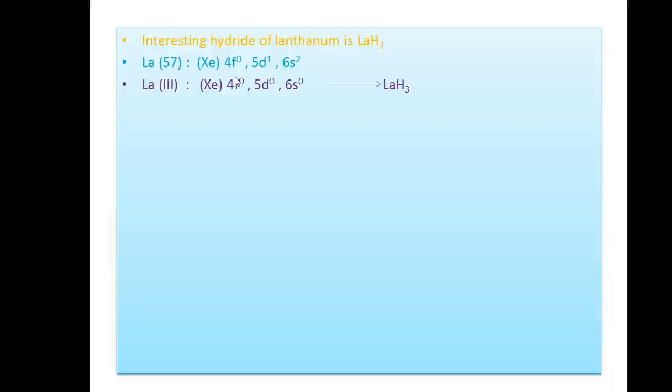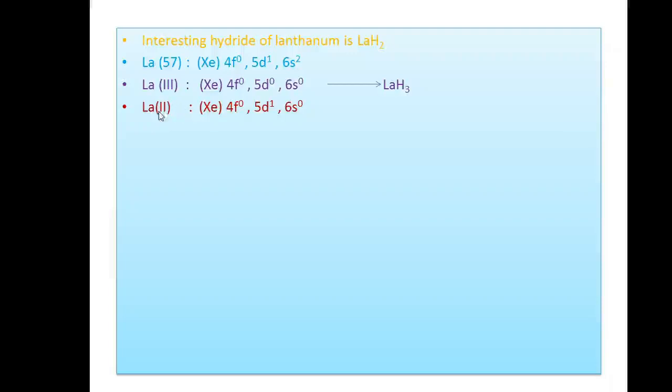After loss of the electrons, the f orbitals are empty, and an empty orbital is a stable orbital. Okay. So these form a LaH3 hydride.